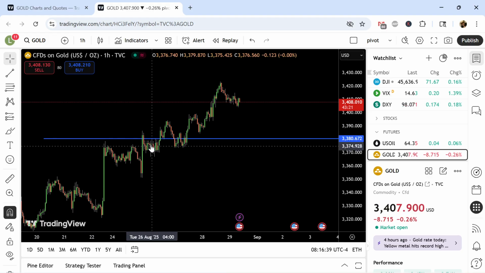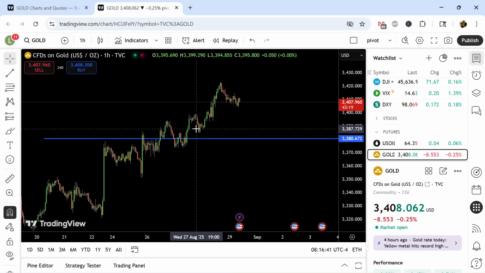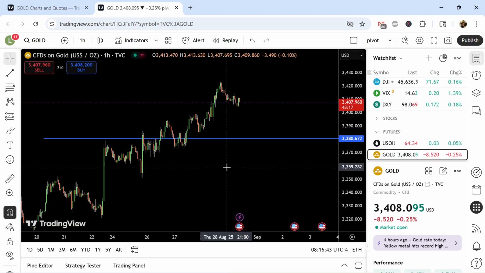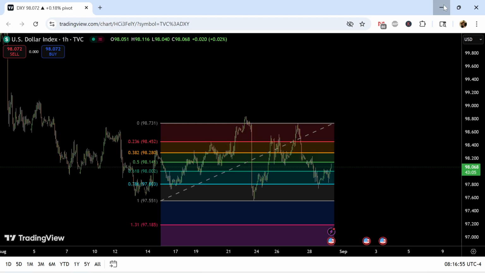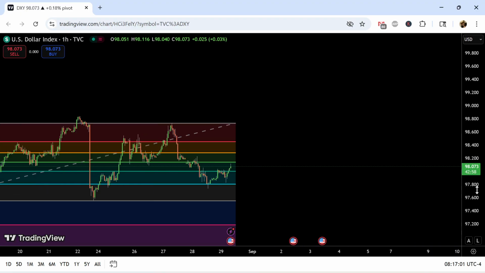So I was here waiting for a sell, and look what happened. It's still going to the upside. So gold, as we stand right now, is overextended. Oh, there we go. My dollar index. Dollar index seems to be going up.